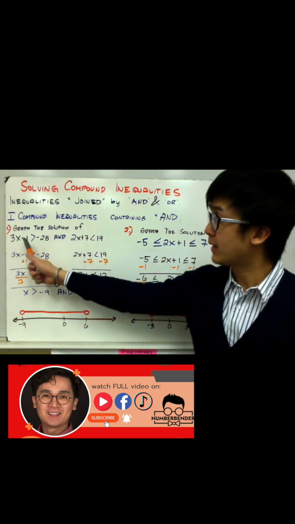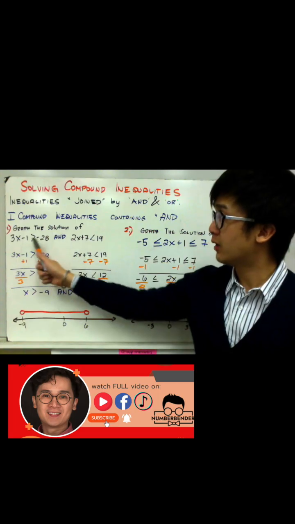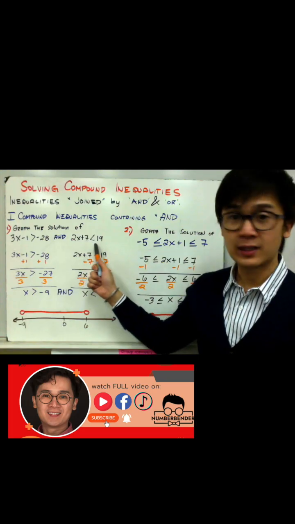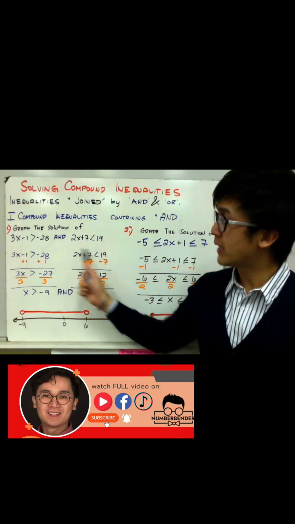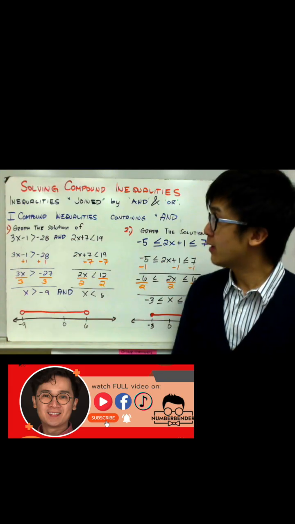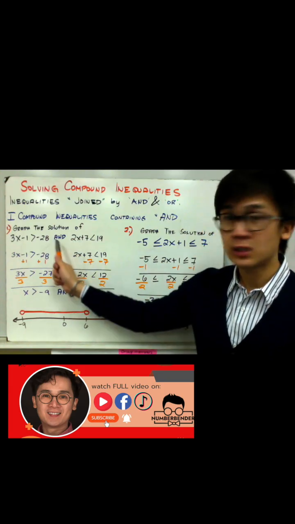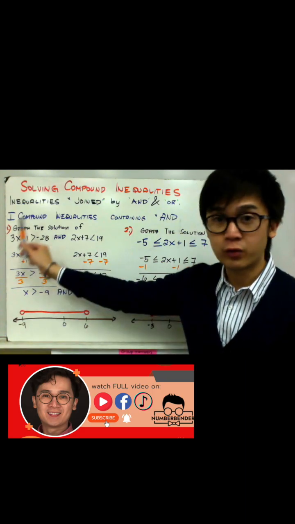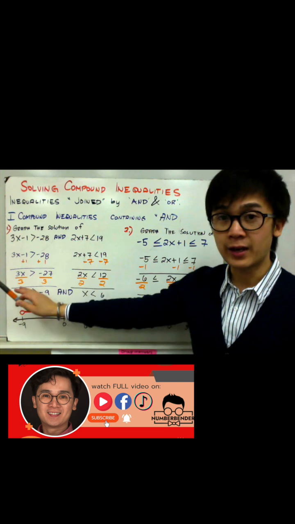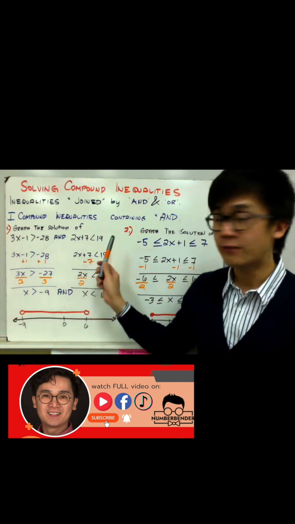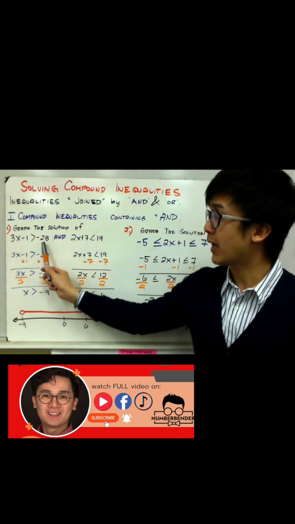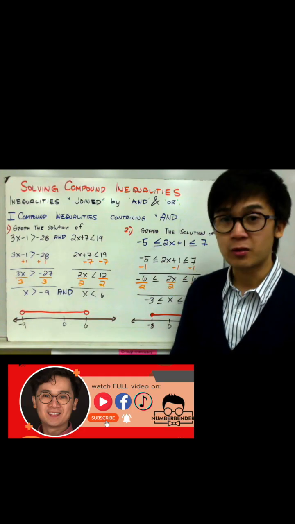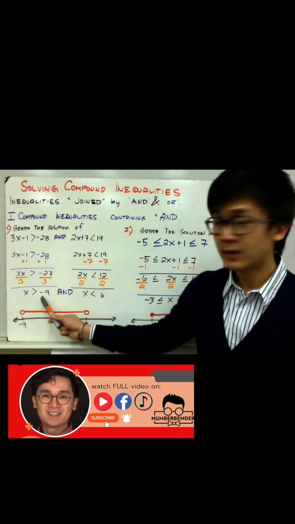For my first set, I have to graph the solutions of 3x minus 1 greater than negative 28 and 2x plus 7 less than 19. If you'll notice, we have two inequalities. To solve compound inequalities containing the AND operation, it's pretty similar to what we did before. We just need to focus on our first inequality and solve for x, and then we're going to solve the other one afterwards. To solve 3x minus 1 greater than negative 28, we need to add 1 on both sides and divide both sides by 3, leaving us with x greater than negative 9.